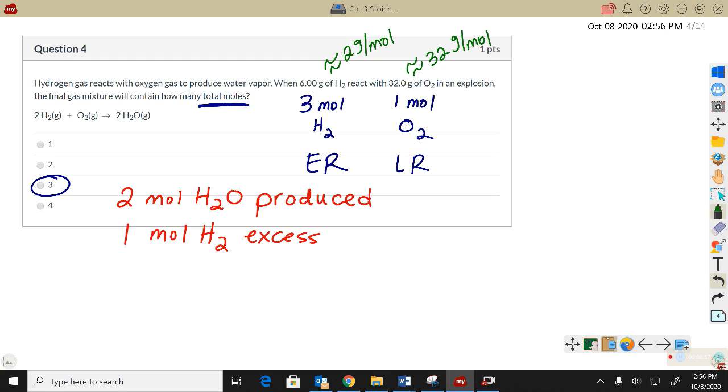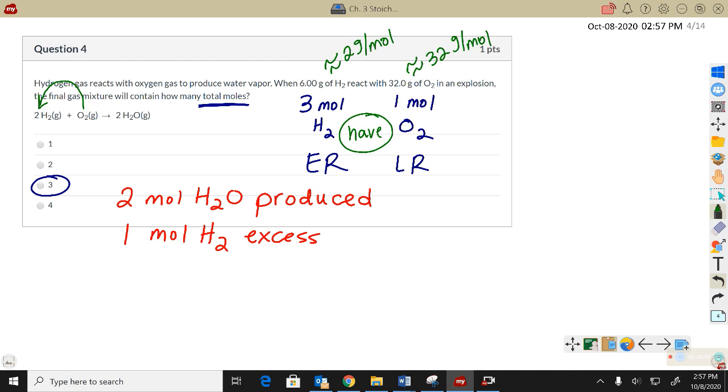Okay, that is not the ratio from the balanced equation. For every 1 mole of oxygen, I only need 2 moles of hydrogen. I have 3. These amounts are what you have, using the amounts that are given. That's what I have, but I only need 2 hydrogen. So that's going to make hydrogen my excess, and oxygen is my limiting reactant.